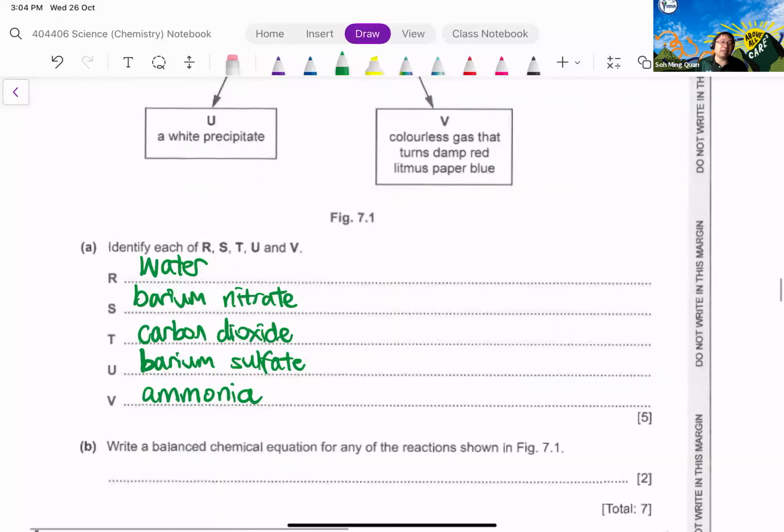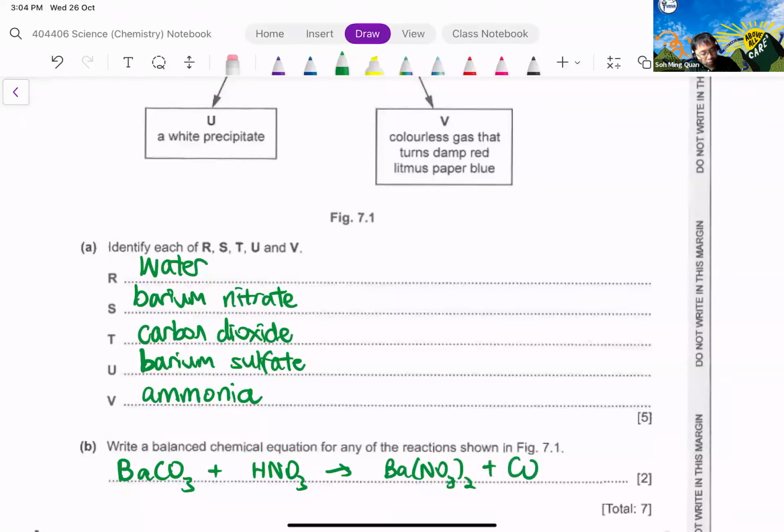Okay. Writing the balanced equation, please always write the acid reactions. Acid reactions are simpler. In this case, barium carbonate plus nitric acid forms barium nitrate plus CO2 plus H2O. Balance the equation. That's it. All right, so by now you should realize that acid reactions are quite easy to write, so long as you know the reaction itself.